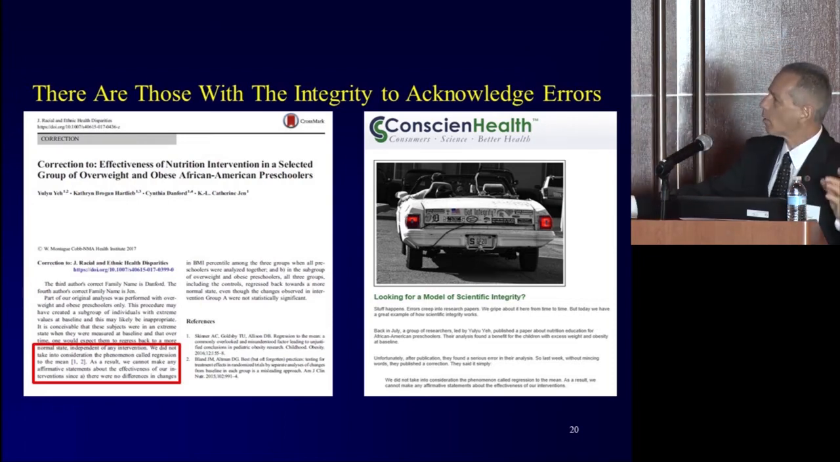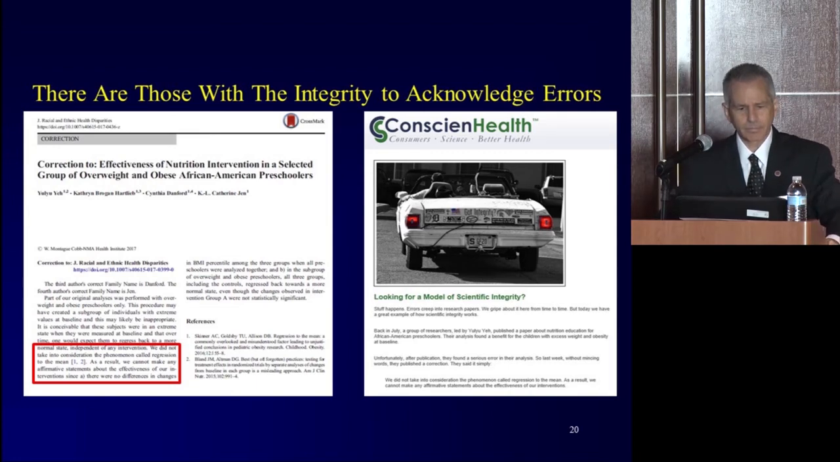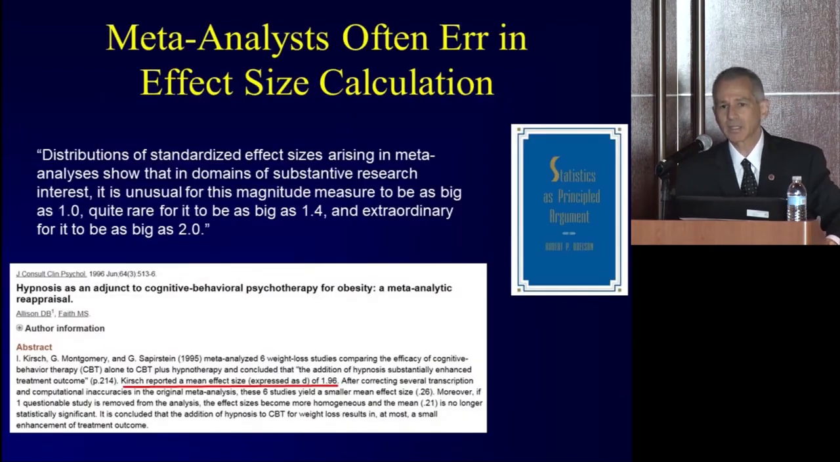So we wrote a letter, and in fact, the authors just said, you know what? We made a mistake. We're wrong. We can't draw conclusions. And this was held up as a model of scientific integrity by Conscient Health in their blog. Meta-analyses are often things where we see errors. Here we often see the error in the effect size calculation. This is important because I think it gives us a lever into where we need to focus.